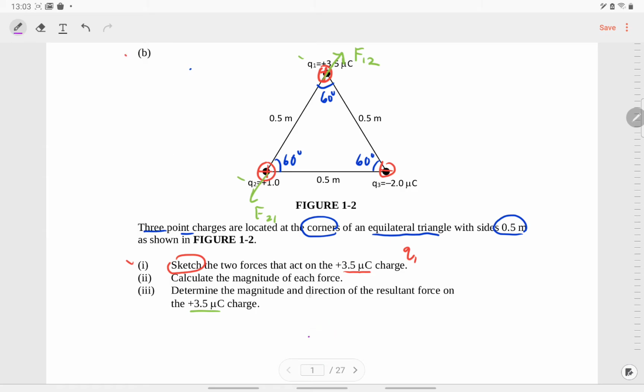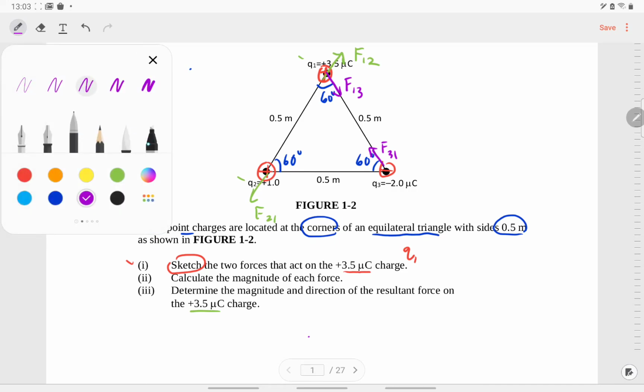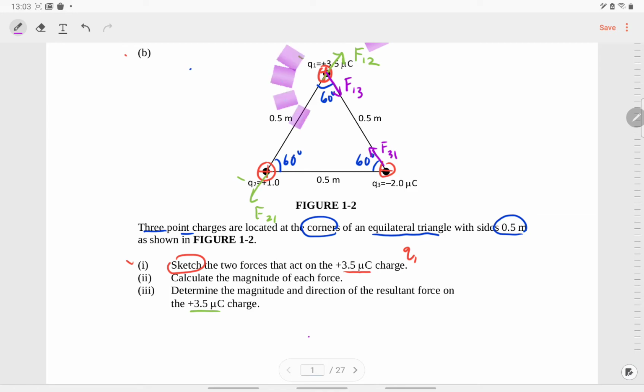Kita tengok antara Q1 and Q3. So since dia adalah positive and negative charges, dia akan attract to each other. You label lah force exerted on 1 by 3. So ni adalah force exerted on 3 by 1. Sekarang kita fokus on Q1 sahaja. Kalau you tengok, force F12 direction dia ke sana lah, and then ini adalah F13.